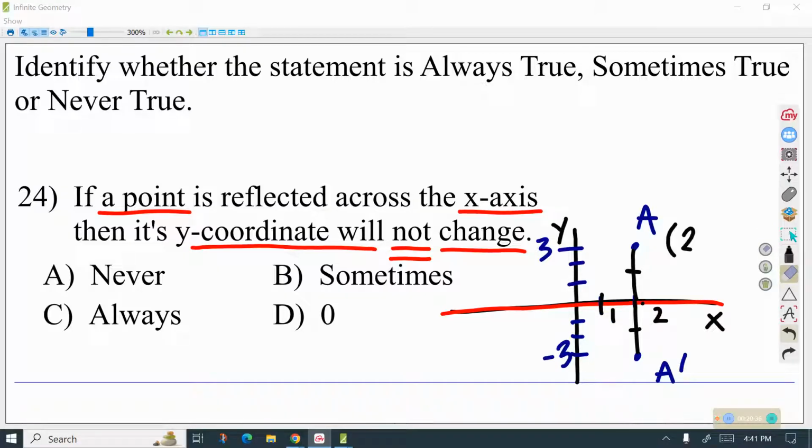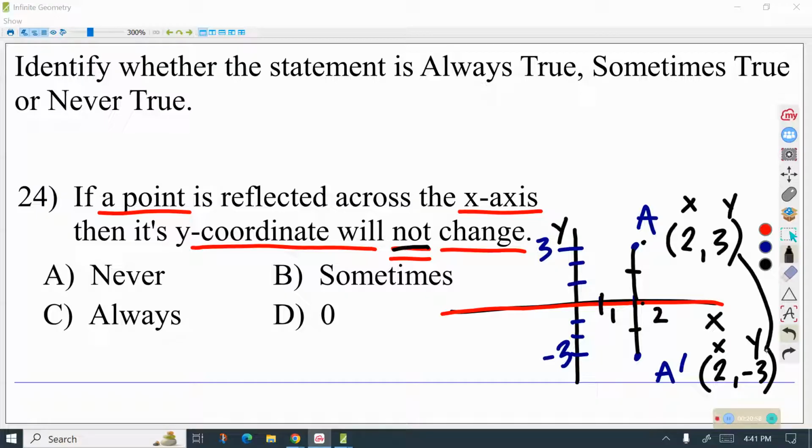So what I'm trying to show you is that the coordinates of this point are 2, 3, but the coordinates of this point are 2, negative 3. Okay? So what happened? We reflected this point. Did its y coordinate not change? Well, I don't know. What's the y coordinate? X, y? X, y. Hey, wait a minute. This point got reflected, and its y coordinate changed from 3 to negative 3.